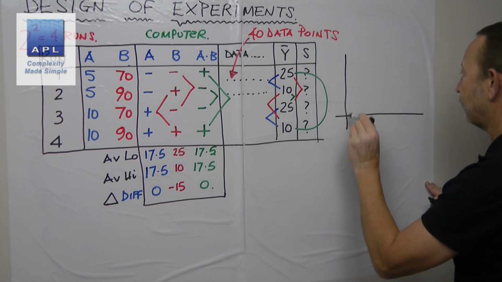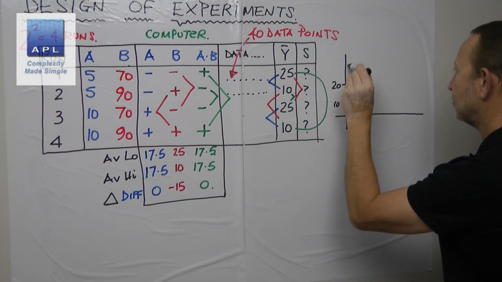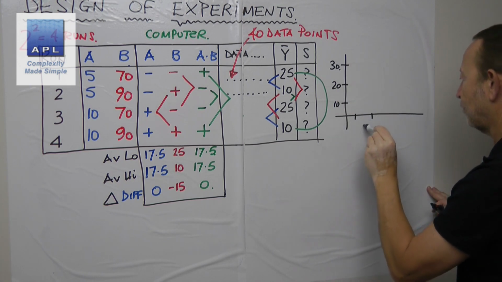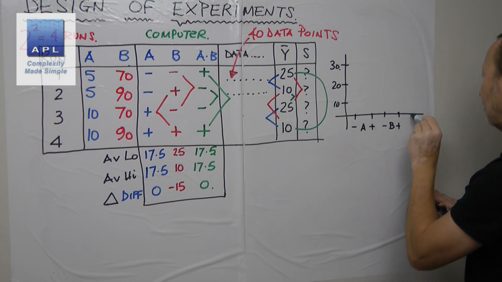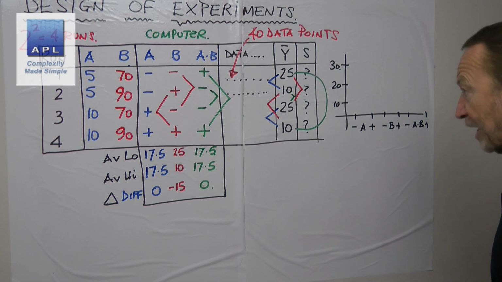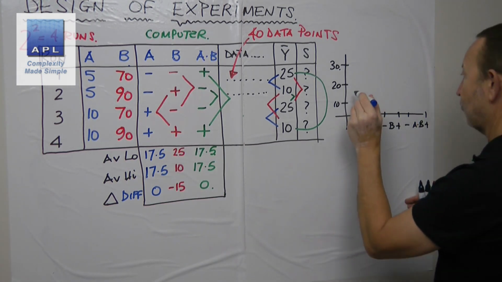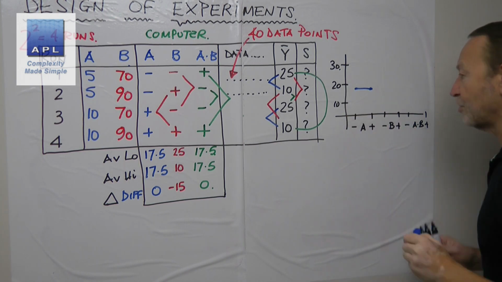So it's a graph. To put a scale on, 10, 20, 30 up the side. We've got A at the low, at the high. We've got B at the low, at the high. We've got the AB interaction at the low, at the high. Okay, let's plot the graph. 17.5 against 17.5. So where's that? It's about those 2 data points there. Put the 2 points, join the dots.